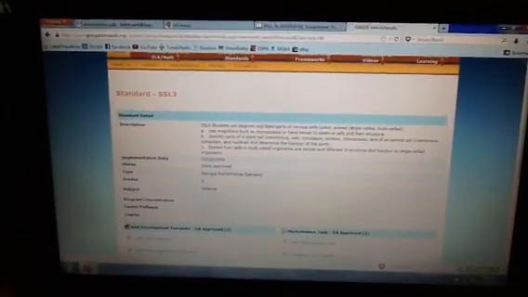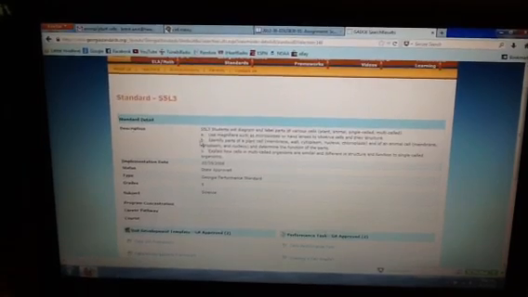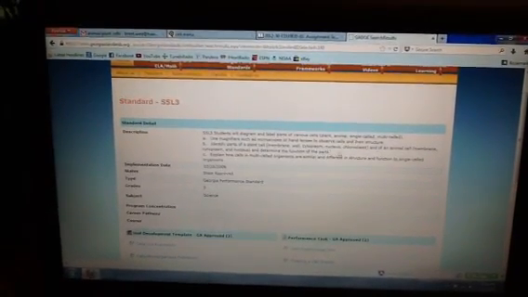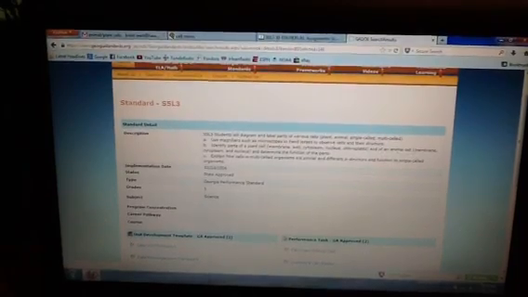The standard is S5L3. It says students will diagram and label parts of the various cells: plant, animal, single-celled, multi-celled, and we're focusing on B. Identify parts of the plant cell and of an animal cell, and determine the function of the parts. So the standard we're hitting, we want our students to be able to locate all the organelles in a plant and animal cell, and then for the students to understand what each organelle does, their function.